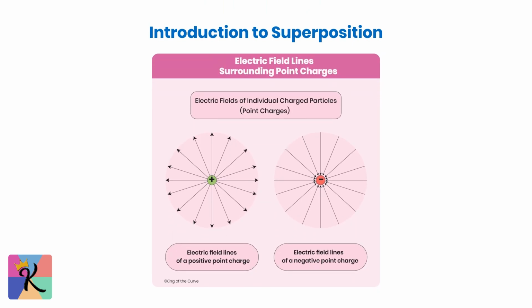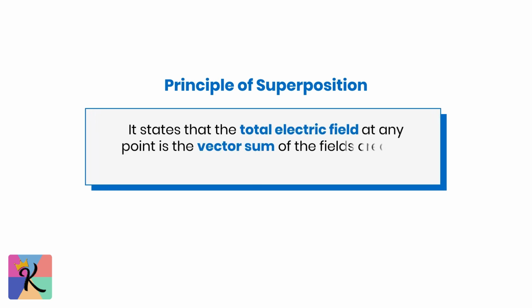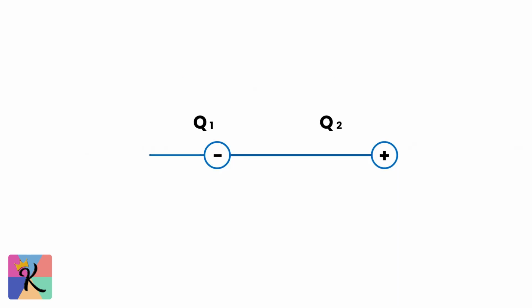When we have a single charge, it creates an electric field that spreads out into space. But what happens when multiple charges are present? This is where the principle of superposition comes in. It states that the total electric field at any point is the vector sum of the fields created by each individual charge.